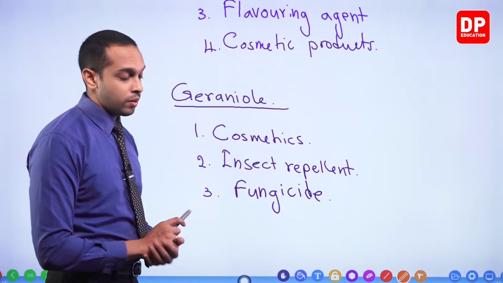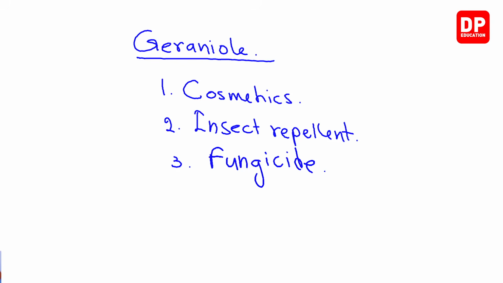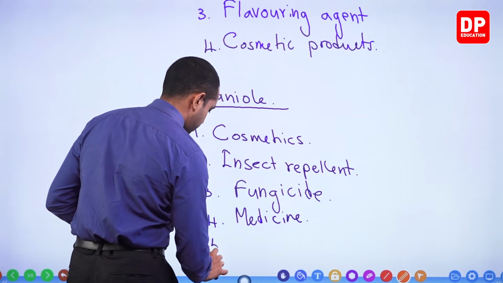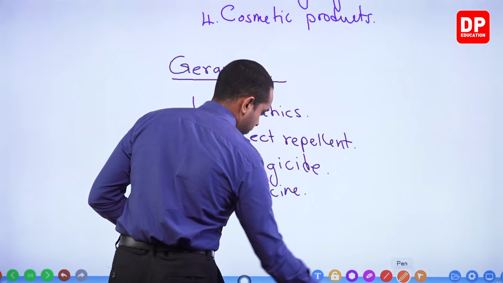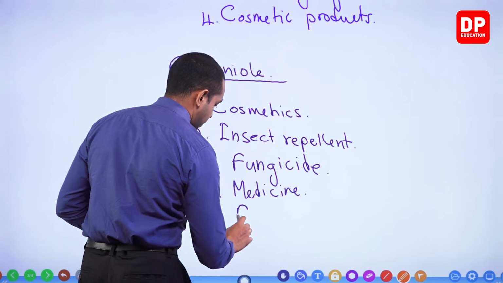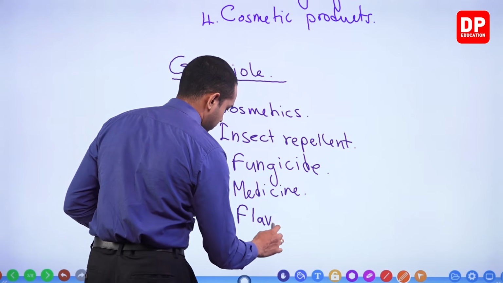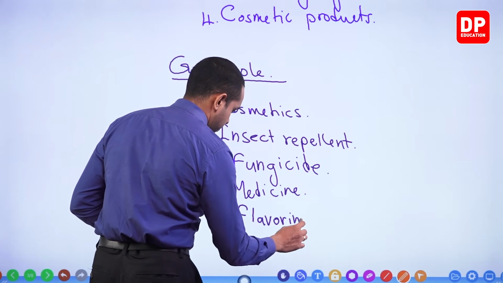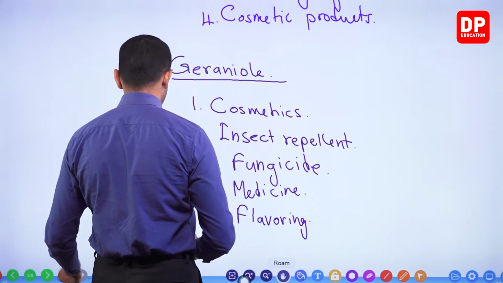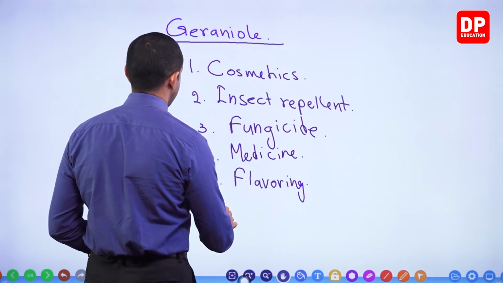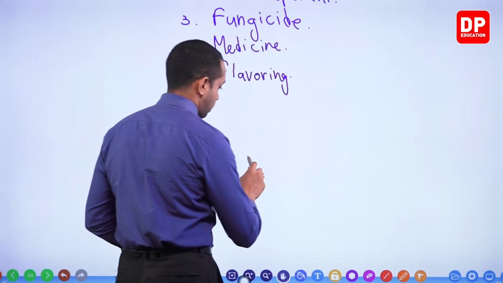In medicines also we can use this. So if you include, when you're producing medicine, and as a flavoring agent, we can use this. Apart from that, we also have to speak about another component here, which is citral.